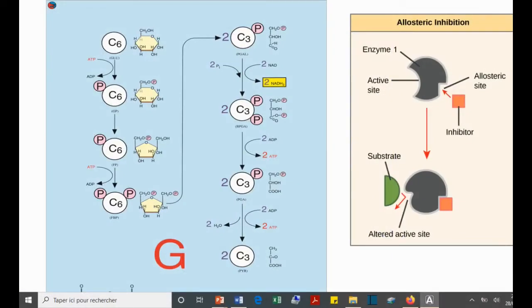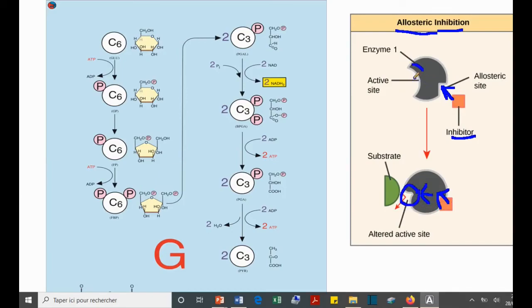Okay, what I'm going to tell you now, you don't need to know for the baccalaureate, but I just wanted to give you some scientific ideas as to how this Pasteur effect works. The first thing you need to know is something called allosteric inhibition. You have an inhibitor which will bind to an allosteric site, and when this molecule binds, that will have a consequence to change the active site.